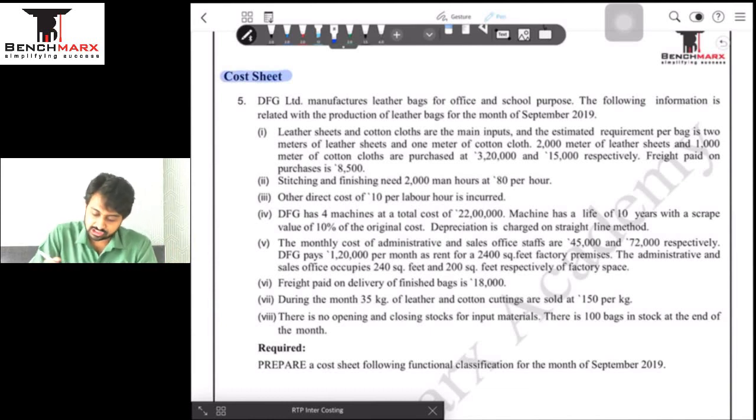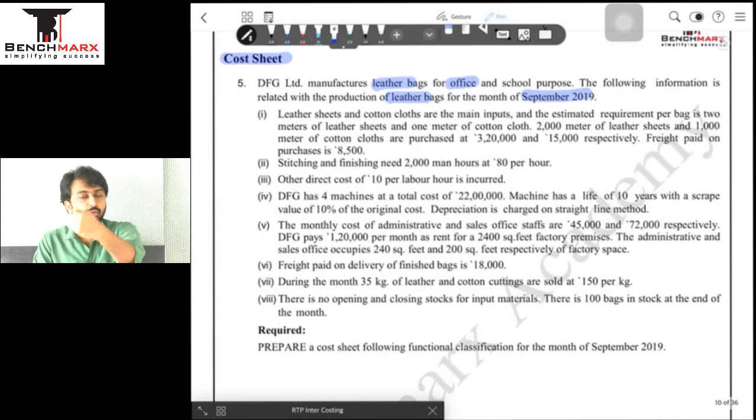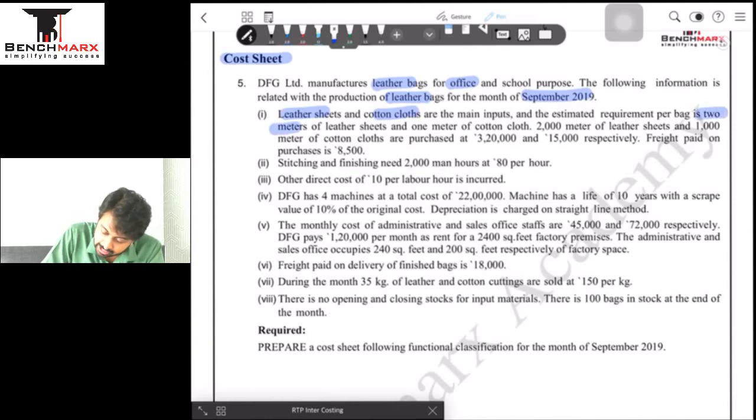Some company manufactures leather bags for office. ठीक है. The following information is given for leather bags for the month of September. So important thing to note, we are doing the cost sheet for the month of September. कुछ annual overheads होगा, तो उसको अपने को month में लेके आना पड़ेगा. ठीक है. Leather sheets and cotton cloths are the main inputs. अपना DM लग रहा है. ठीक है. And the estimated requirement per bag is 2 meters of leather sheets and 1 meter of cotton cloth. So 2 RM1 and 1 RM2.